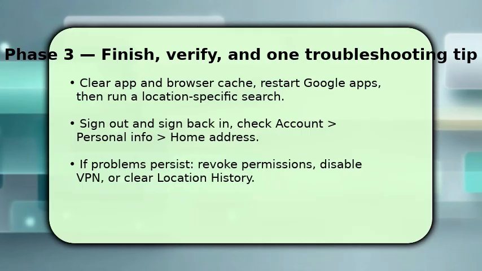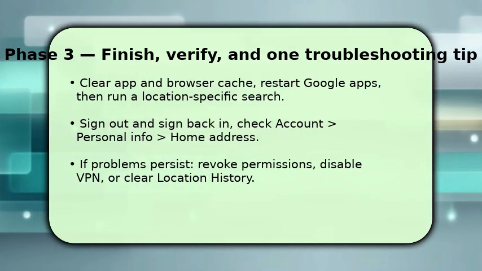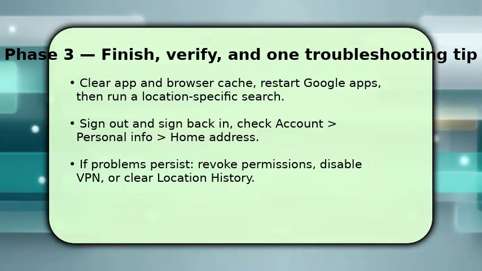If your location still shows wrong, revoke location permissions, disable any VPN or proxy, and try again. If that fails, remove and re-add the saved address to force a sync.